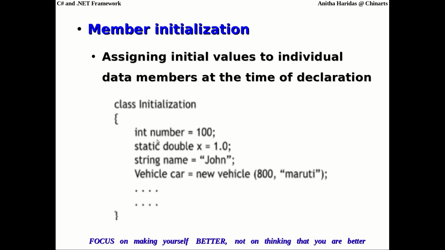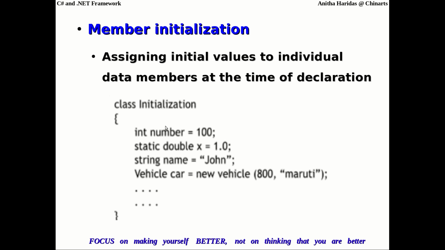Hari Om. In this video, we are going to discuss how the members of a class are initialized. Initializing is nothing but assigning some initial values to each and every individual data member at the time of declaration itself. In the class definition itself, we are going to assign some initial values which will become the default values for all these variables. This is an example.